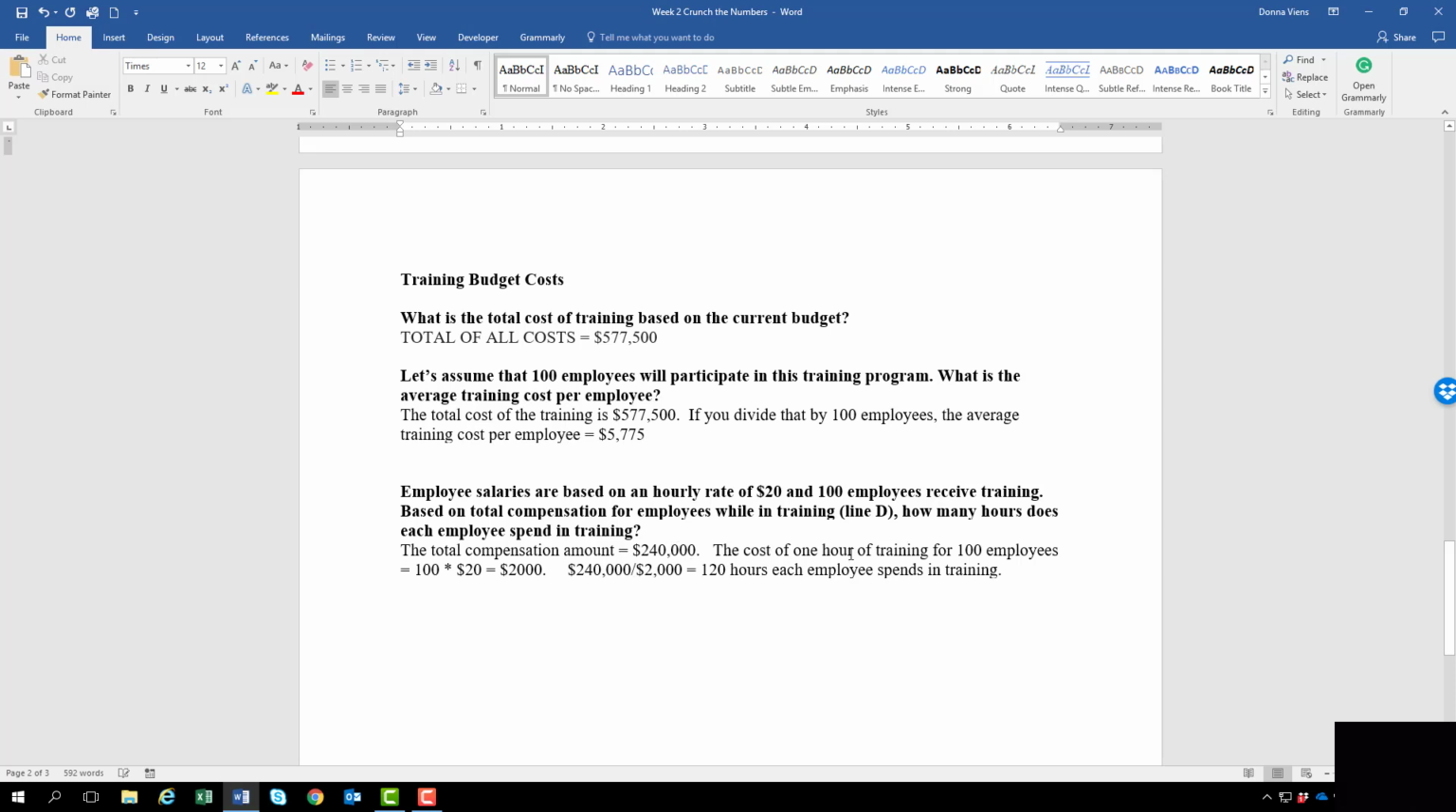$240,000. The cost of 1 hour of training for 100 employees, so we have our 100 employees multiplied by our $20 an hour, we get $2,000. If we take the 240 and we divide it by the 2,000, we get 120 hours each employee is spending in training. So this just makes you bring it down to either a per hour, per cost.